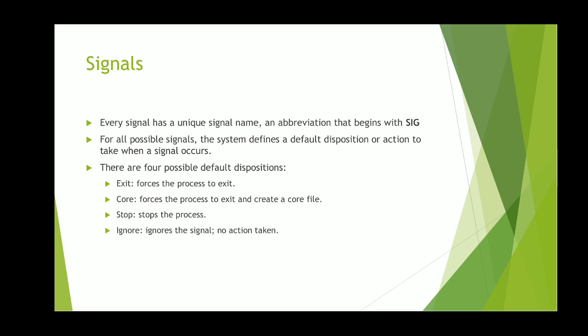Here, in the case of exit, when the signal arrives, it will force the process to exit. And the core signal will force the process to exit and create a core file. And for the stop signal, it will temporarily halt the process. And the ignore signal is nothing but ignoring the signal, and no action will be taken.